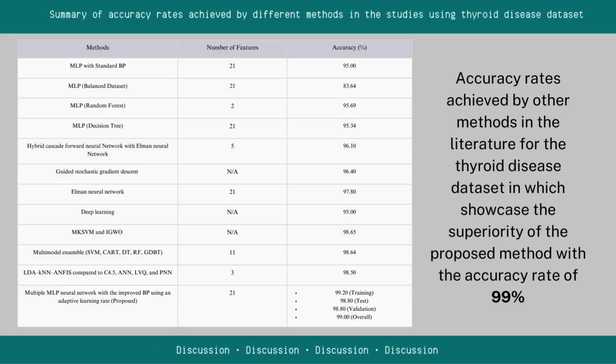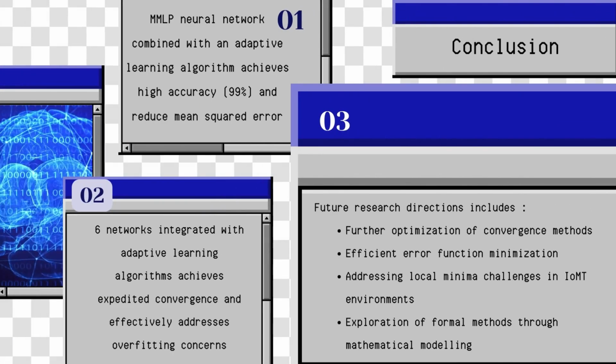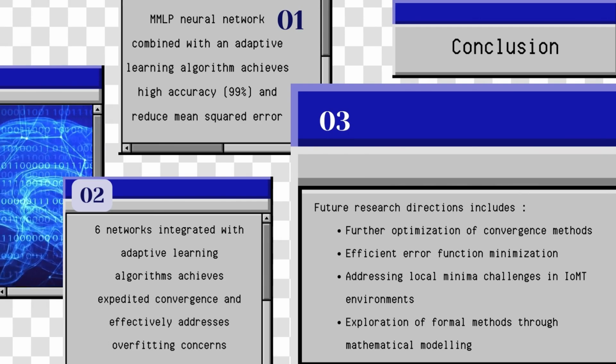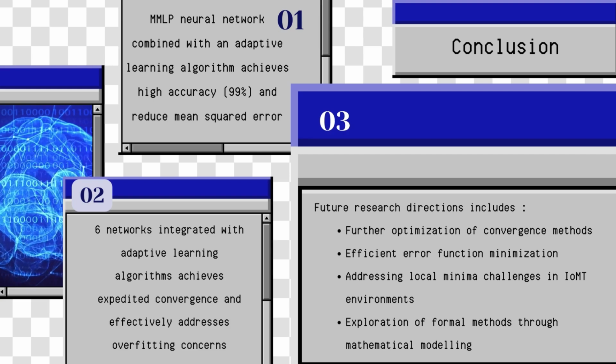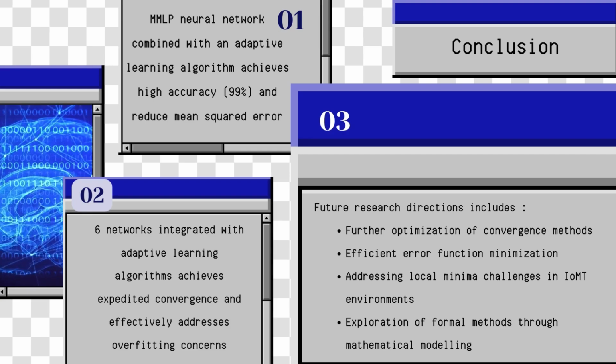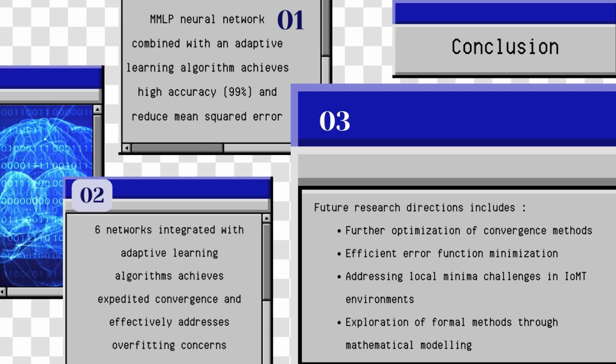Comparative analysis with other studies in the field confirms the superiority of the proposed method, achieving a remarkable accuracy rate of 99%, outperforming previous methodologies ranging from 94.71% to 98.5%. In conclusion, the proposed method achieves a remarkable accuracy rate of 99%, which not only significantly enhances diagnostic accuracy but also reduces the overall mean squared error, making it a valuable tool in medical information systems within the IOMT framework.